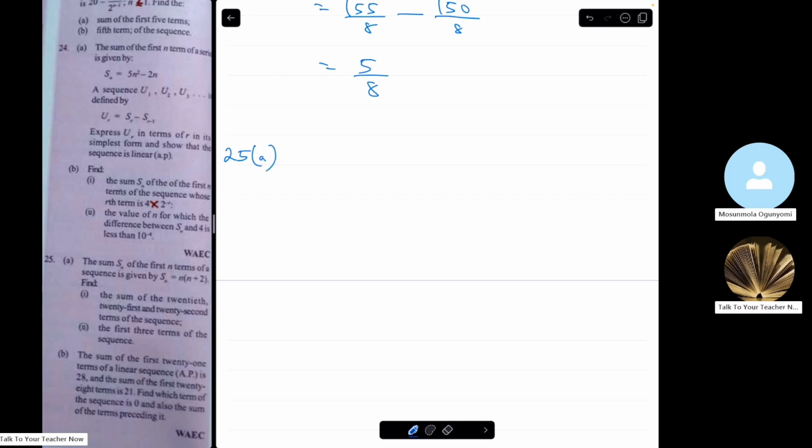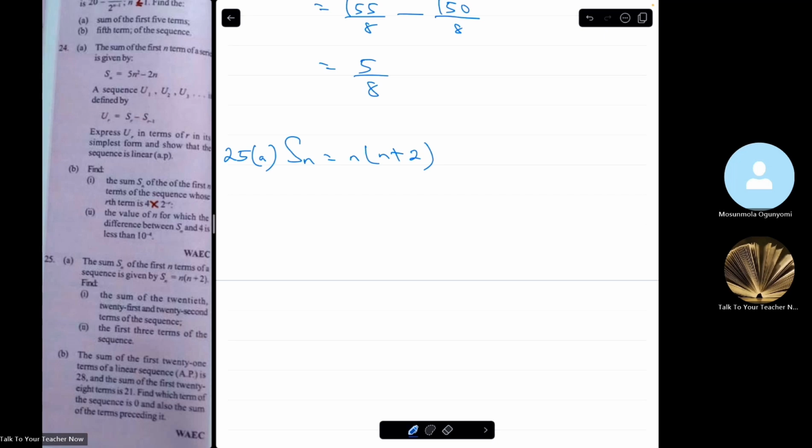So read it again. The sum Sn of the first n terms of a sequence is given by Sn equals n into bracket n plus 2. Hold on a second. That's the formula for the sum of n terms of this sequence. Sn equals n into brackets n plus 2. Don't use any other formula. Let's go.